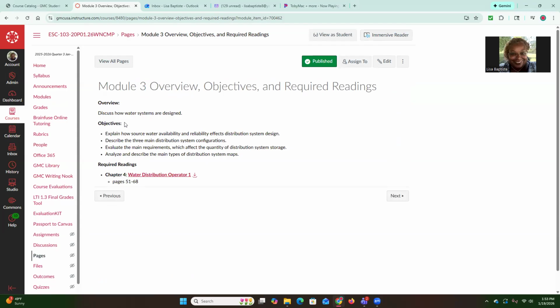Our overview discusses how water systems are designed, and we want to explain how source water availability and reliability affects distribution system design. We want to describe the three main distribution system configurations. We want to evaluate the main requirements which affect the quantity of distribution system storage, and we want to analyze and describe the main types of distribution system maps. Chapter 4 of your Water Distribution Operator 1 is what we will be discussing for this particular module.